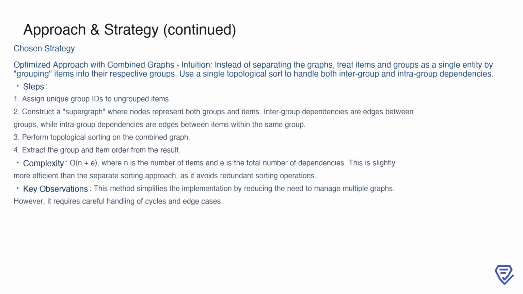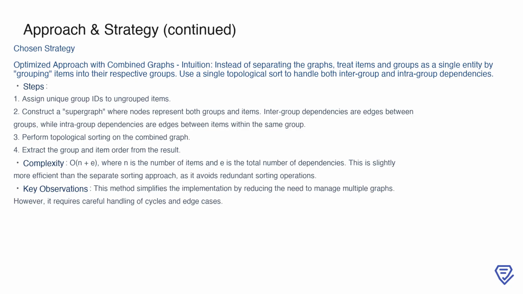Once the graph is constructed, a single topological sort is performed across the entire graph. From the resulting order, we can directly extract both the group-level and item-level arrangements. This approach has a complexity of O(n + e), where n is the number of items and e is the total number of dependencies.